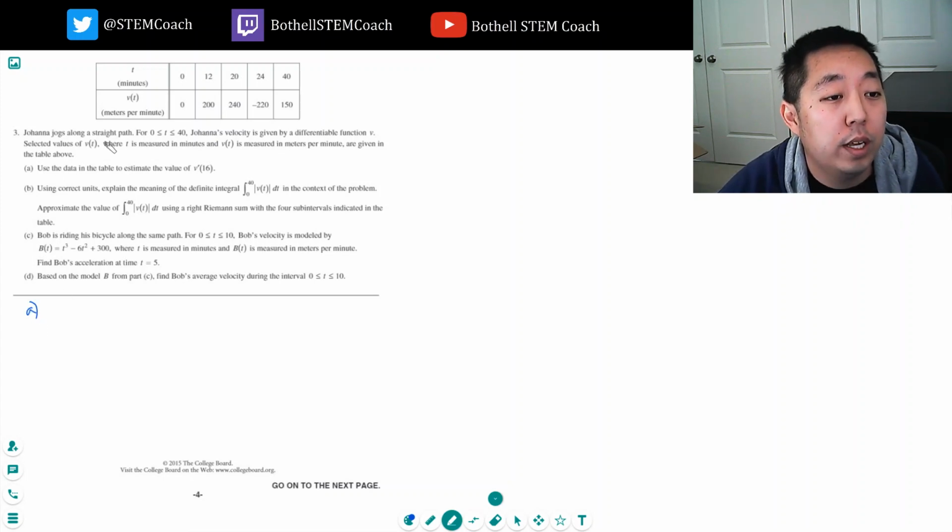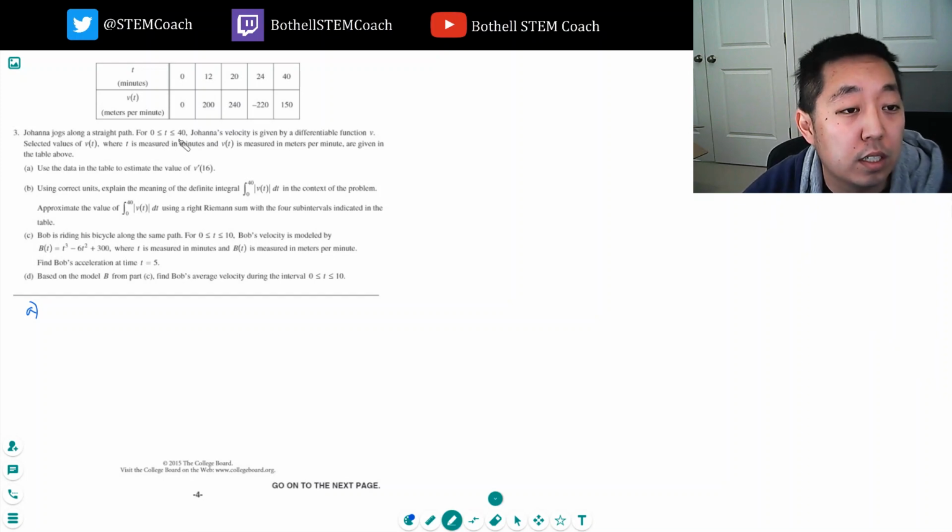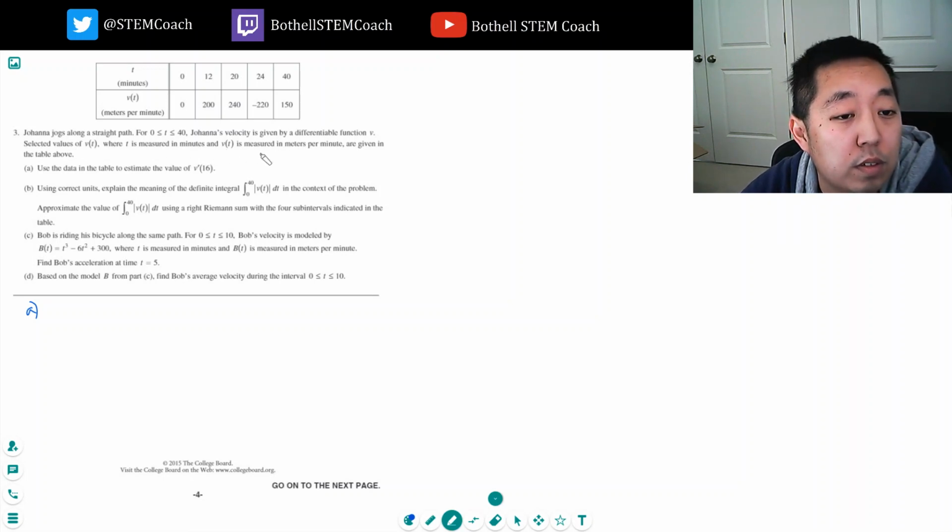Joanna jogs along a straight path for 0 ≤ t ≤ 40. Joanna's velocity is given by the differentiable function v. Selected values of v, where t is measured in minutes and v(t) is measured in meters per minute, are given in the table. Use the data in the table to estimate the value of the derivative of v at 16.